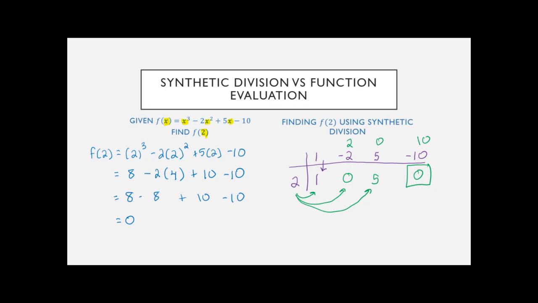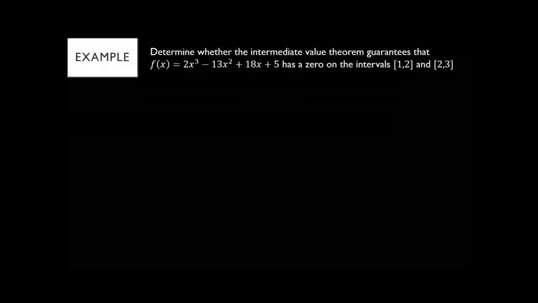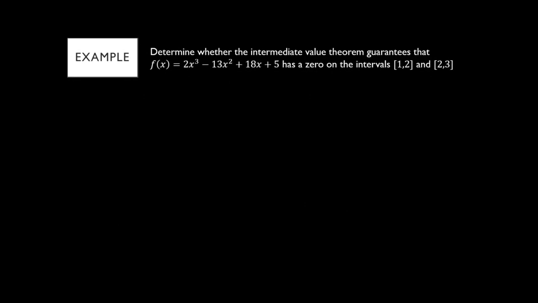Okay. So we're going to use synthetic division because it's going to make our life easier for these examples, because it's so fast. So determine whether the intermediate value theorem guarantees that our function f of x equals 2x cubed minus 13x squared plus 18x plus 5 has a 0 on the intervals 1 to 2 and then from 2 to 3. So we're checking two different intervals here to see if there is a 0 in between.